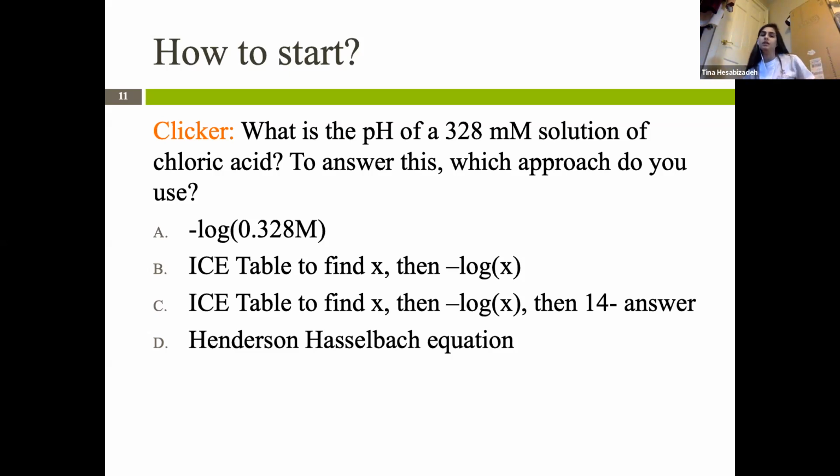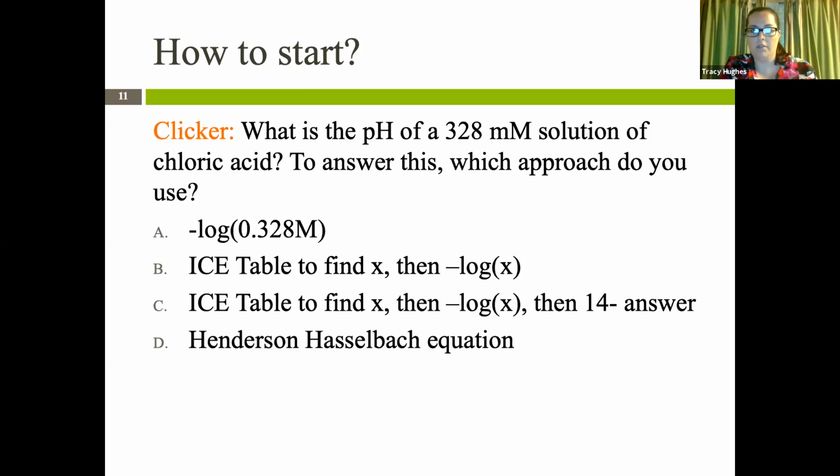We picked option C because we have chloric acid, so we chose to do the ice table. Why? Just start on that step. Why did you choose the ice table? Why wouldn't we just do the negative log of the concentration? When is the only time we do the negative log of the concentration of an acid? If it's a strong acid.